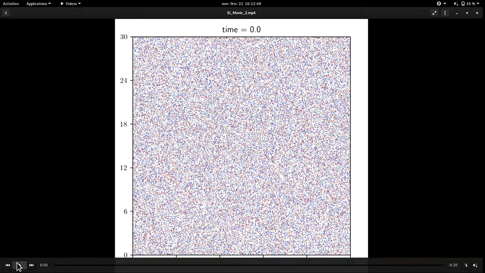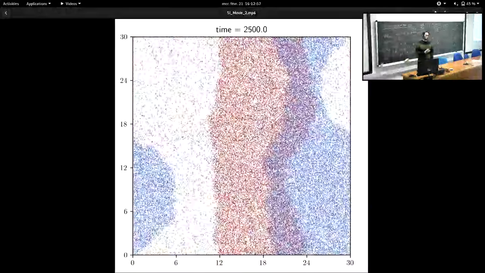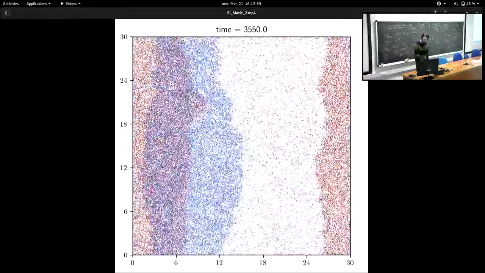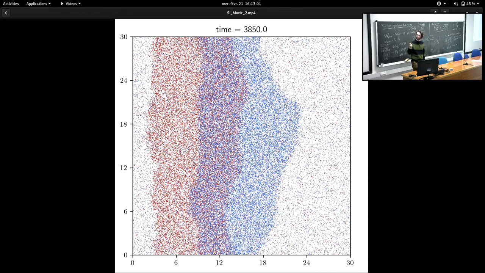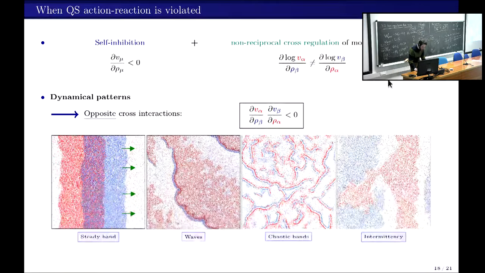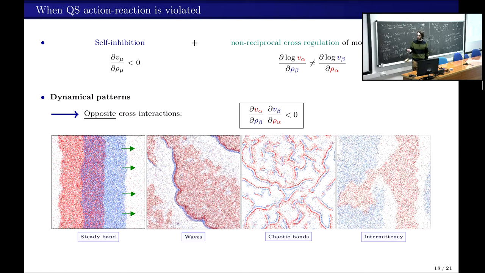So we start with our homogeneous system with particles scattered around. And eventually, we observe the spontaneous formation of a self-propelling band, where the red particles are chasing after the blue ones. We have a variety of dynamical patterns, for example, these chaotic bands.